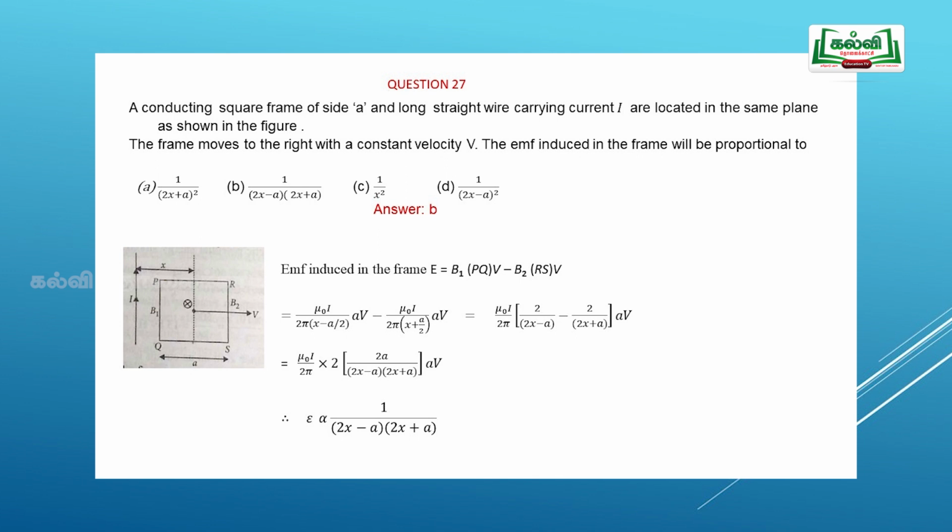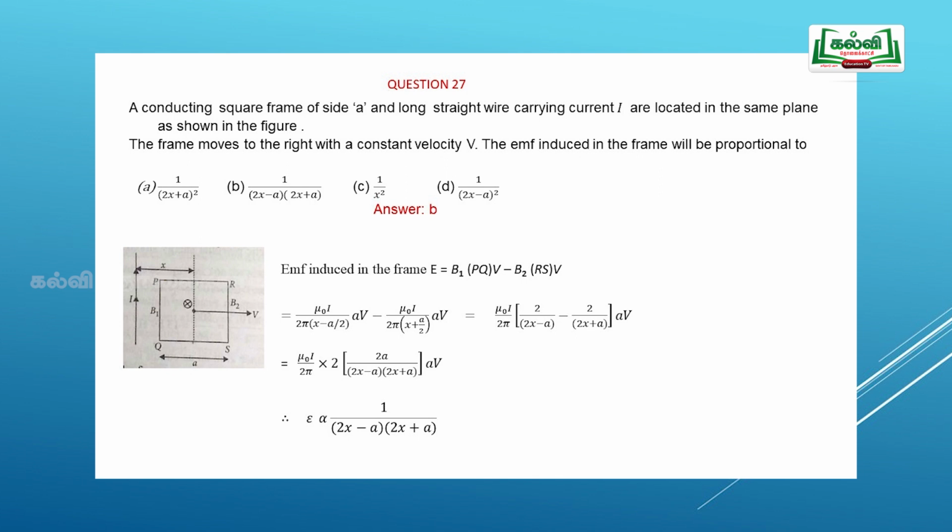This part distance is x minus A by 2. What about this? This is x plus this portion, which is A by 2. So this is at a distance of x minus A by 2, and this is a distance of x plus A by 2. So magnetic field here is mu naught I by 2 pi into x minus A by 2. Here it is mu naught I by 2 pi into x plus A by 2. So it is going to be so simple for you, right?